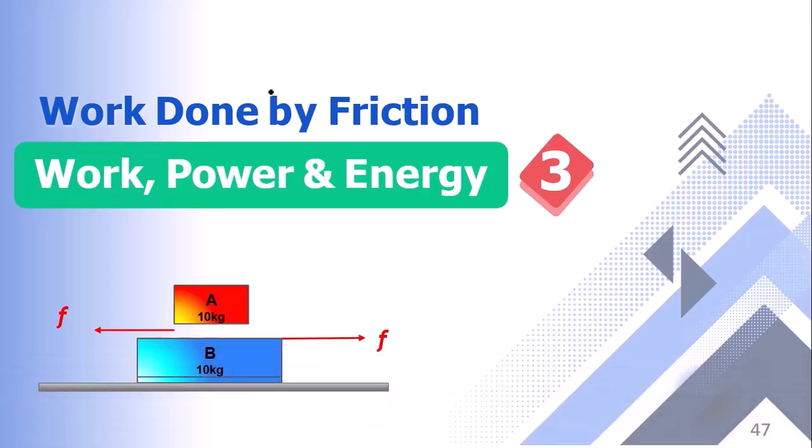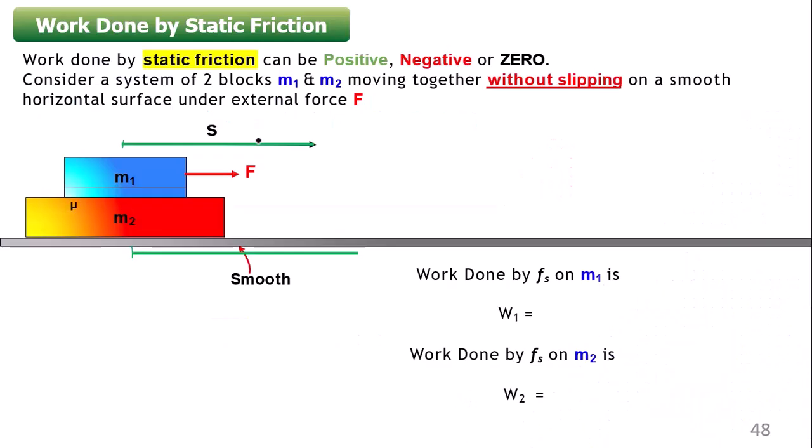So today's topic is work done by friction. Under that, we want to calculate the work done by friction. Whenever I say friction, it may be static or kinetic. So there are two types of friction, either static friction or kinetic friction. Depending on that, the equation will change. Okay, so let's look at the situation.